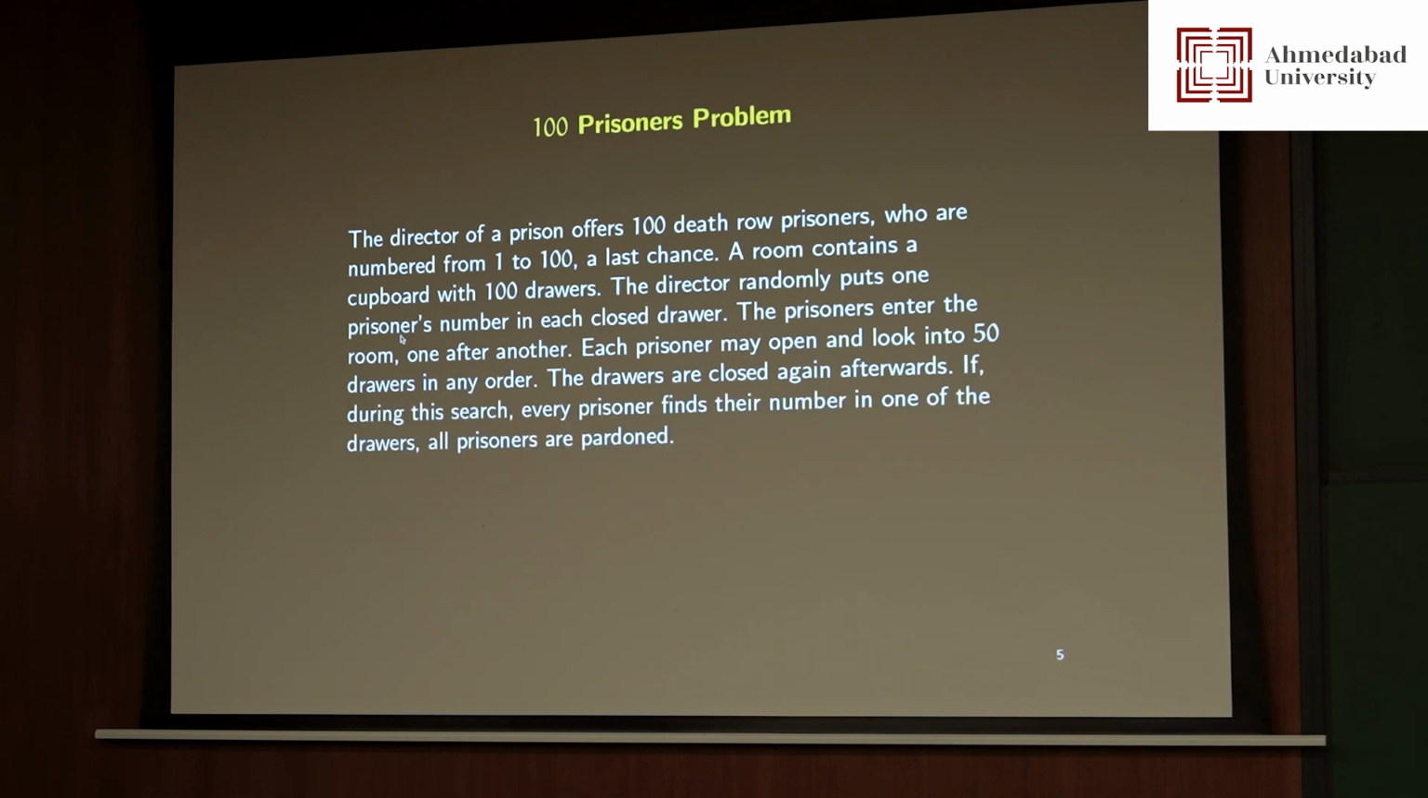The only condition is that they are allowed to only pick 50 drawers, and the drawers are then closed after they open them. Now if during this search every prisoner finds their number in one of the drawers, then all prisoners are pardoned. Okay? This has to be true for all the 100 prisoners. If even one prisoner does not find their number, then all prisoners die. Very simple. So 100 drawers, each drawer has a name or a number, and each prisoner enters the room and looks at 50 drawers in some order, and if they find their number or name in that drawer, then it's all well and good. If they are not able to find it, then all prisoners will die.